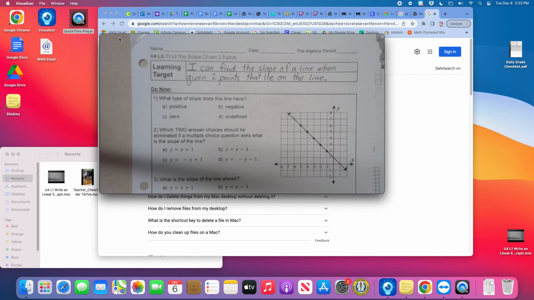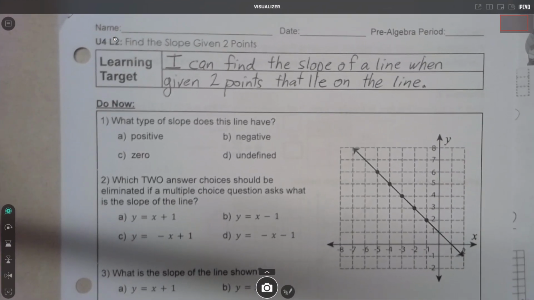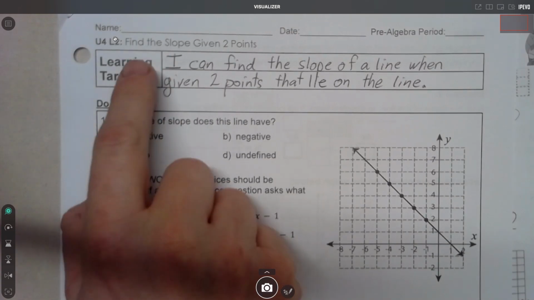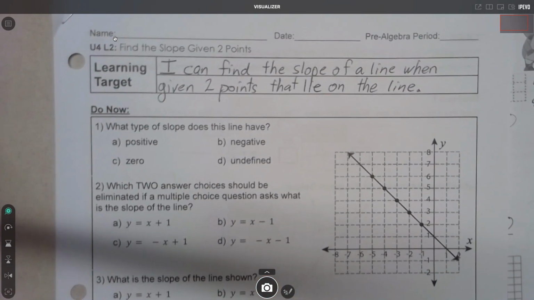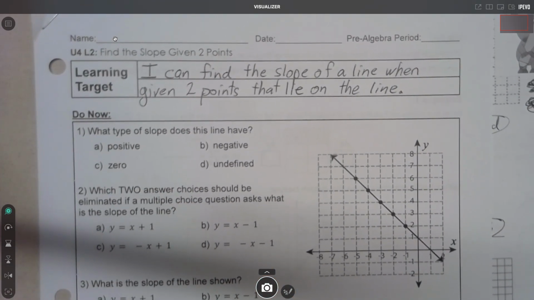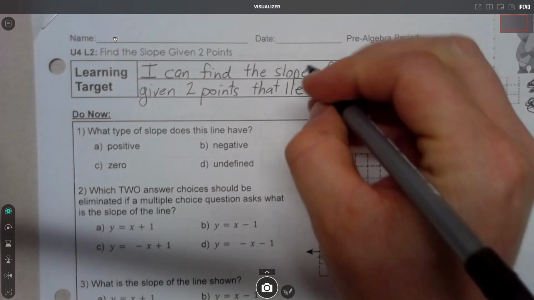Unit 4, Lesson 2. Today's lesson is finding the slope given 2 points that lie on the line. Our learning target for today is: I can find the slope of a line when given 2 points that lie on the line. This word is lie, L-I-E.